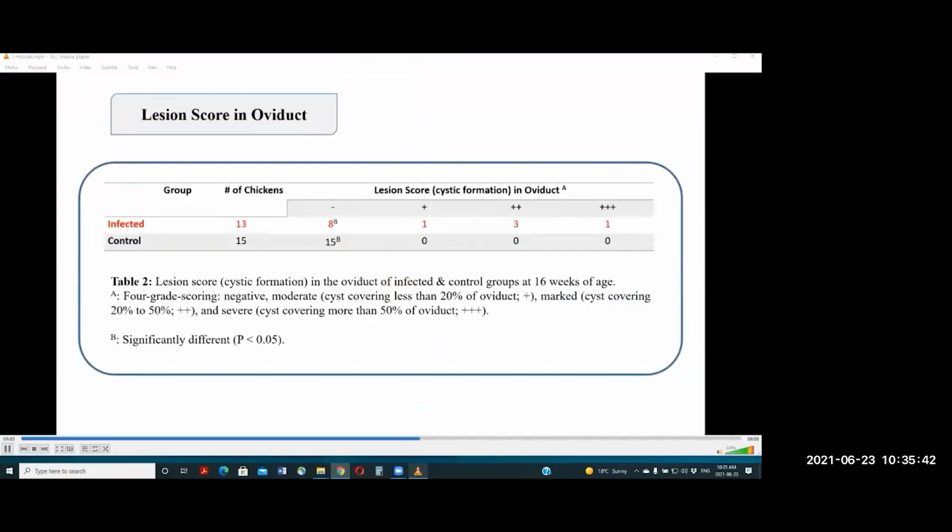We used a lesion score for the cystic formation in the oviduct with 4 grades: negative, moderate when cysts are covering less than 20% of the oviduct, marked when cysts are covering between 20 and 50%, and severe when cysts are covering more than 50% of the oviduct. And accordingly, most of the birds in the infected group had marked cystic lesions, with significantly fewer healthy birds in the infected group compared to the control group.